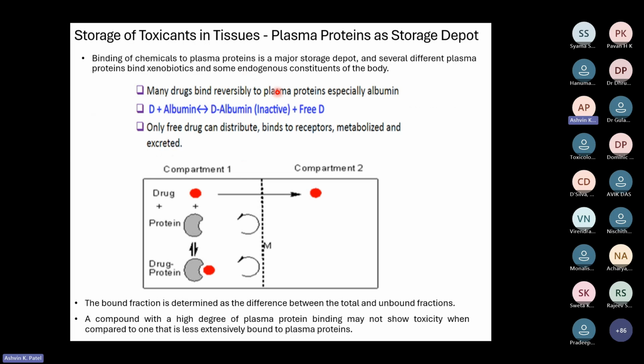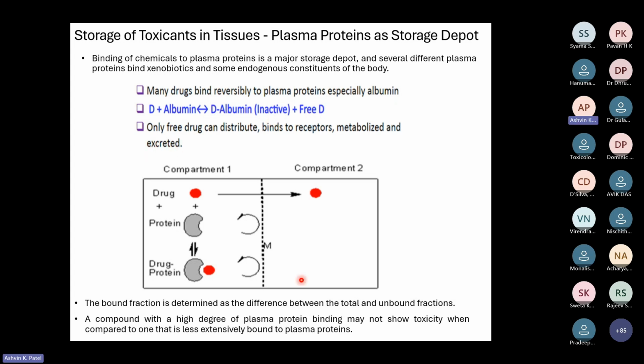Plasma protein binding as a storage depot. Binding of the chemical to plasma protein is a major storage depot. Several different plasma proteins bind xenobiotics and some endogenous constituents of the body. Many drugs bind reversibly to plasma protein, especially albumin. Here, the drug combines with albumin and makes a drug-albumin complex, which becomes inactive, and the rest of the free drug is available.